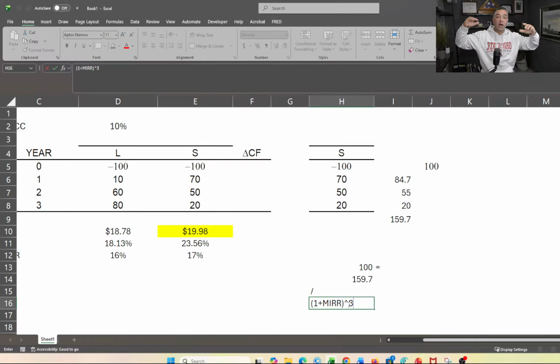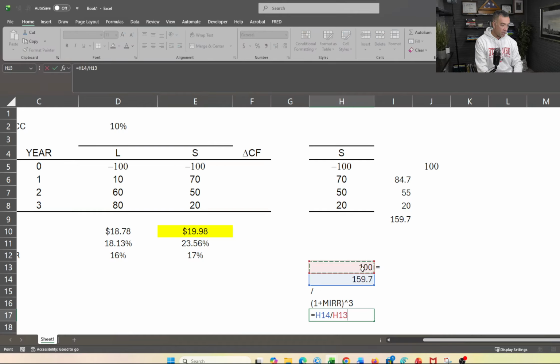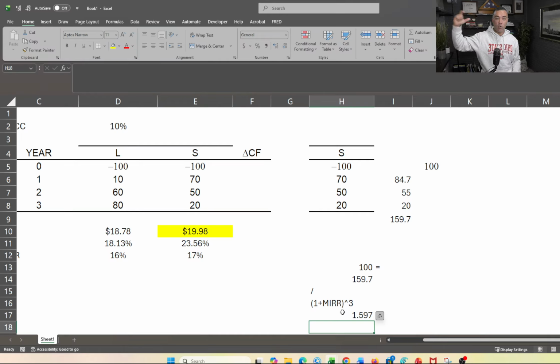So if I want to solve it, I'm going to throw the 1 plus the MIRR to the third power on this side, and I'm going to take the 100 and divide both sides. So what we're going to do is I'm going to take 159 divided by 100. That's 1.59. And now the 1 plus the MIRR to the third power is equal to 1.597. So now I got to get it by itself. I'm going to do to the third power 1 divided by 3. I need to get rid of that third power.